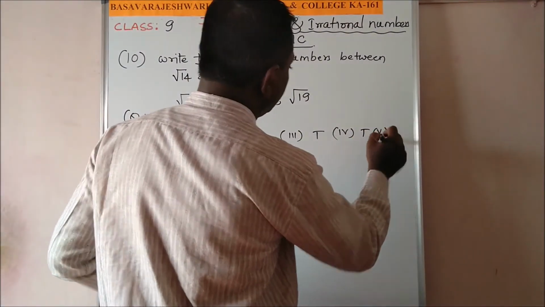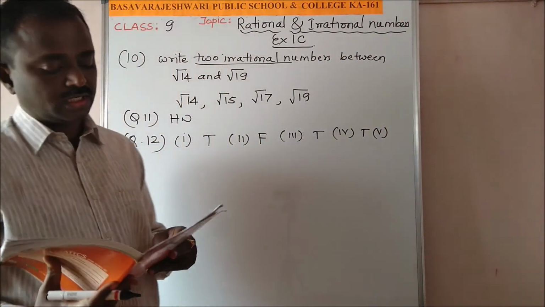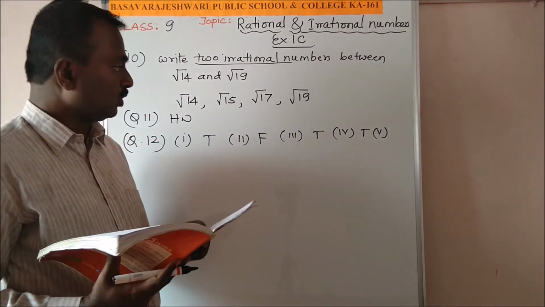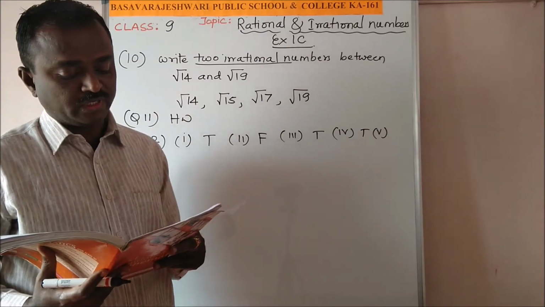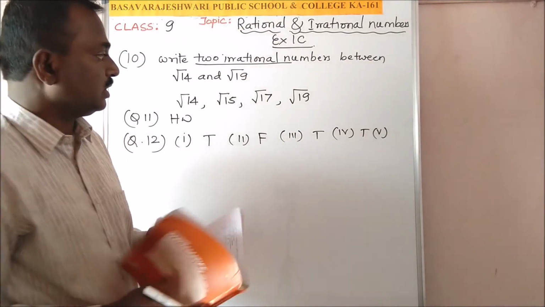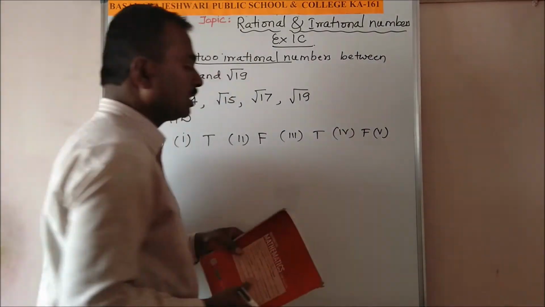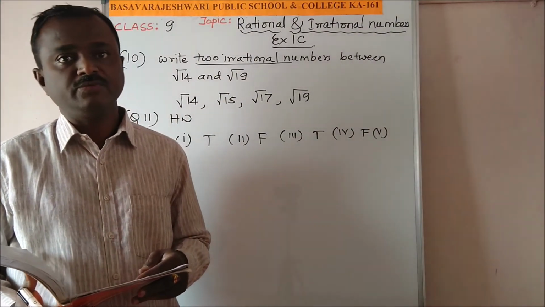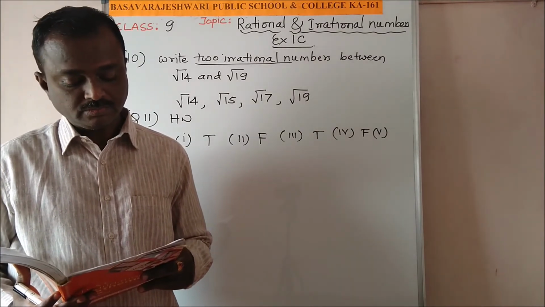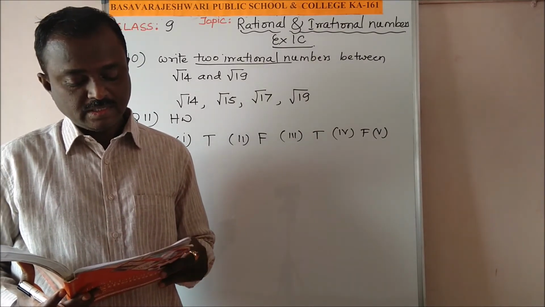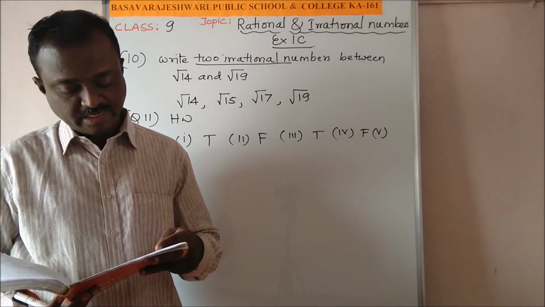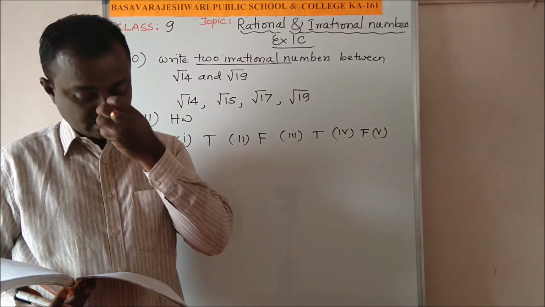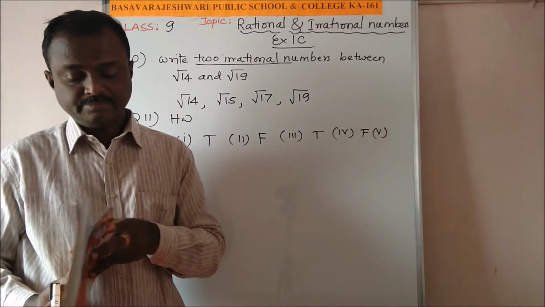The next one: the product of two irrational is irrational. So it is false. The product of two irrational is irrational is false.